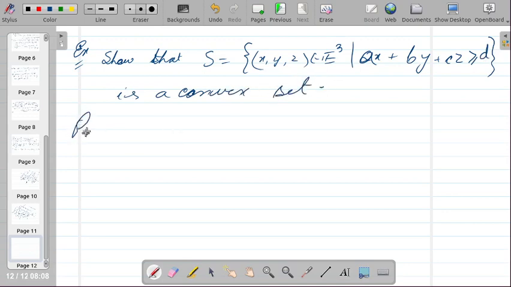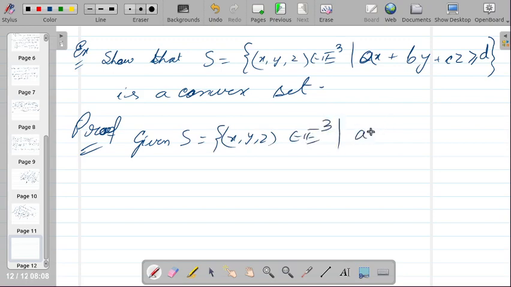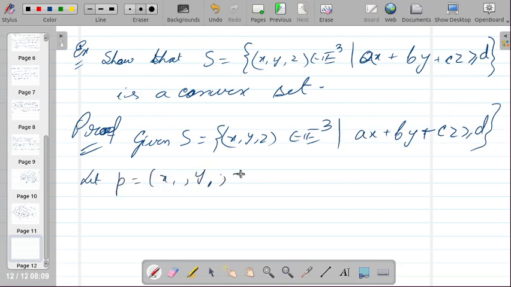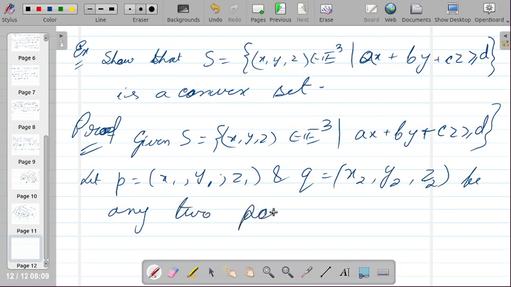So how will you do this? Very simple. Given S equal to the set of all those x, y, z inside E to the power 3 such that ax plus by plus cz is greater than or equal to d. Let us take 2 points, let p equal to (x1, y1, z1) and q equal to (x2, y2, z2) be any 2 points in S. This is important, they have to be points inside the given set.